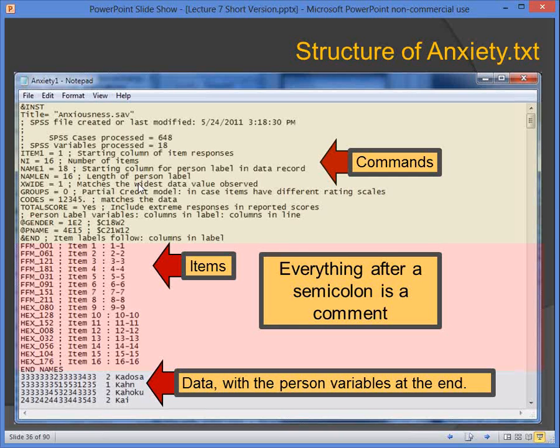Okay, so let's just go ahead and we'll review WinSteps real fast. Go ahead and load the anxiety TXT file. If you just find the file on your desktop somewhere and load it up, if you double click it, it will automatically load into Notepad.